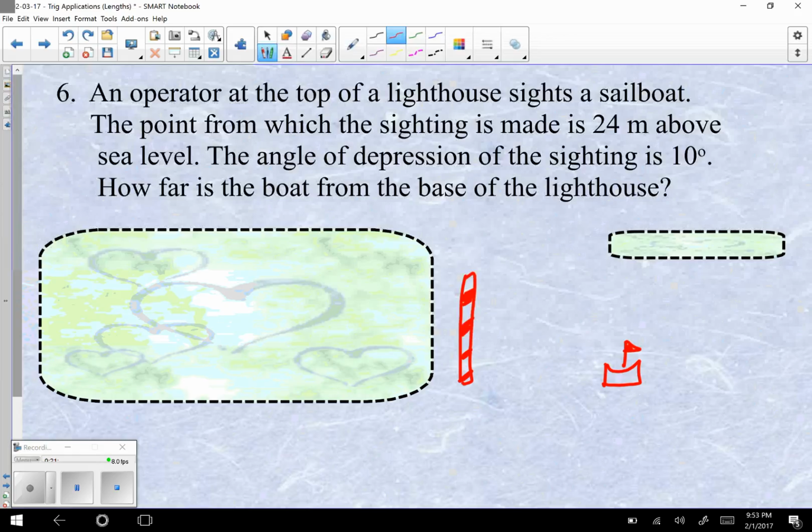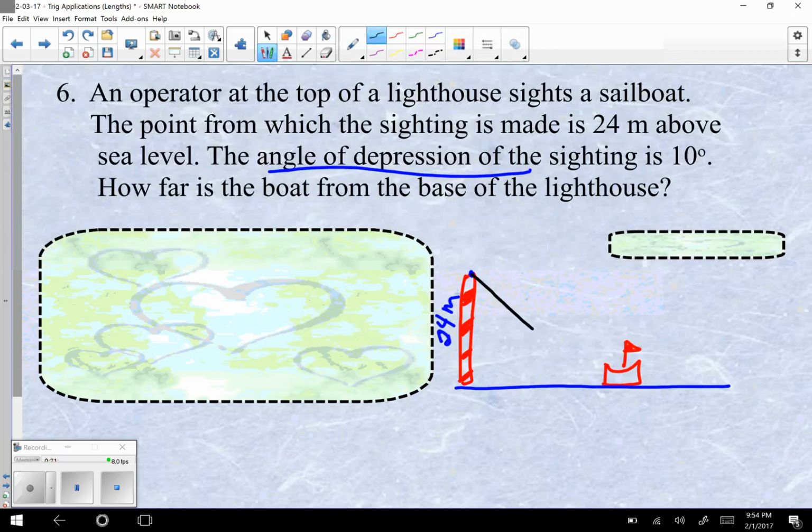I know that the point from which the sighting is made is 24 meters above sea level. So here's sea level, and where the sighting was made, there's a person sitting up here. We know this is 24 meters. It says the angle of depression. Remember what we said about the angle of depression? The angle of depression is always found outside of the triangle. So I have this triangle created with the line of sight looking down, and the angle of depression is found here. The angle of depression is 10.